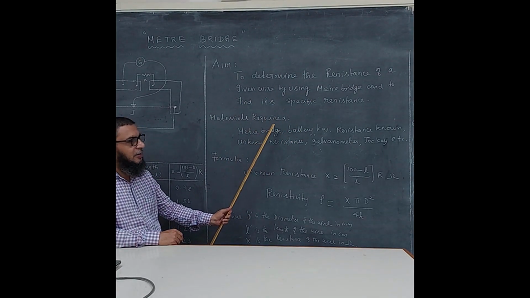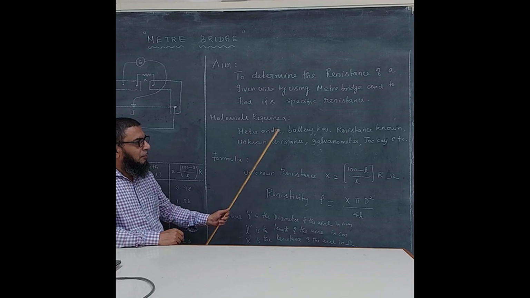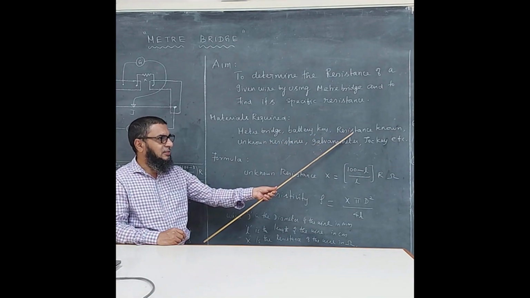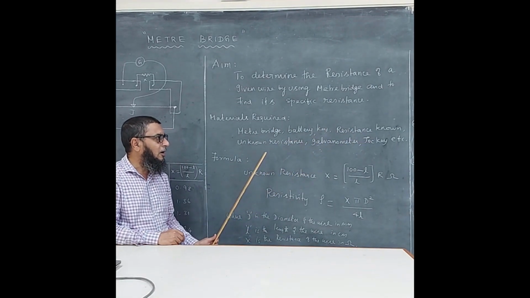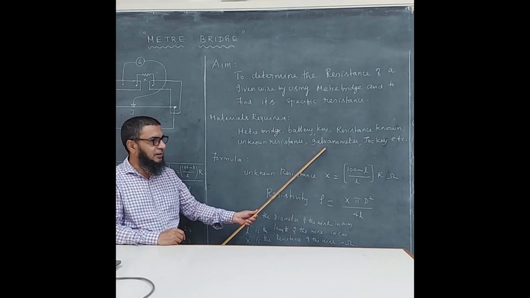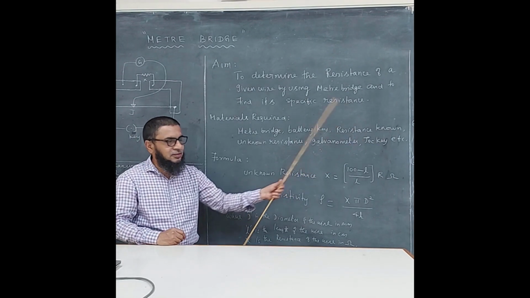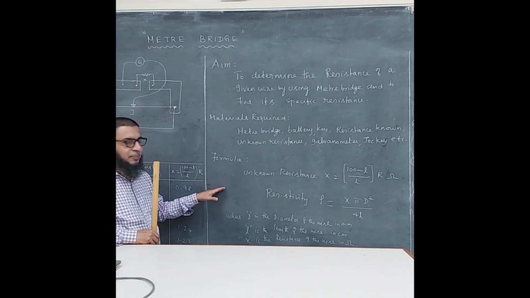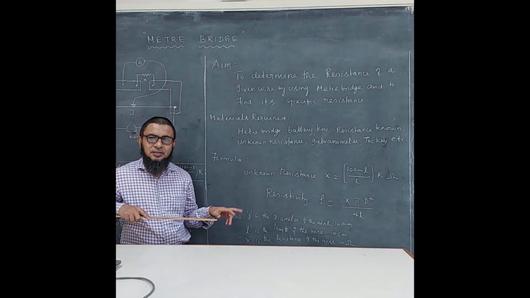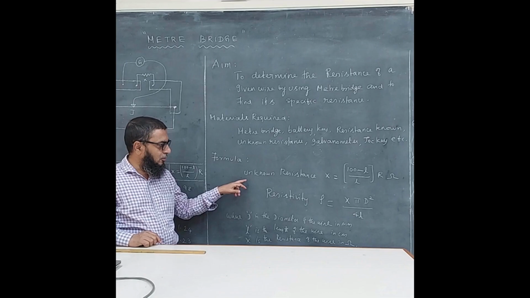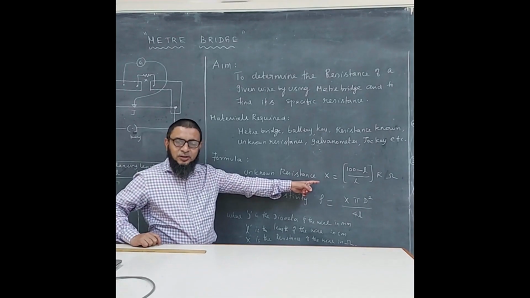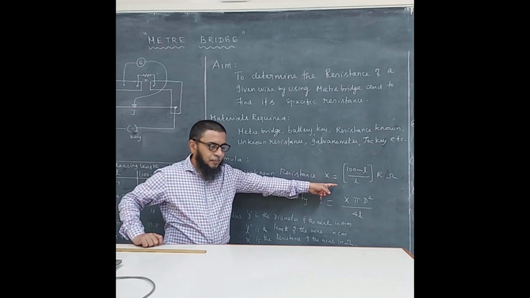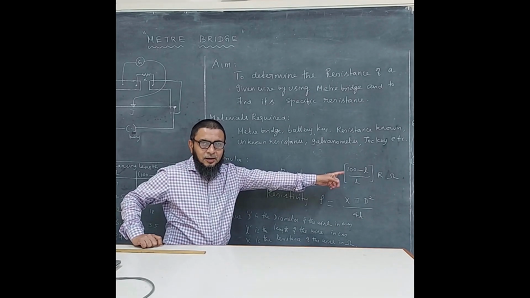Now materials required: meter bridge, battery, key, resistance, known resistance, unknown resistance, galvanometer, jockey, etc. Then the formula part. The unknown resistance is what you are going to determine. Unknown resistance X is equal to (100 minus L) by L into R ohms.